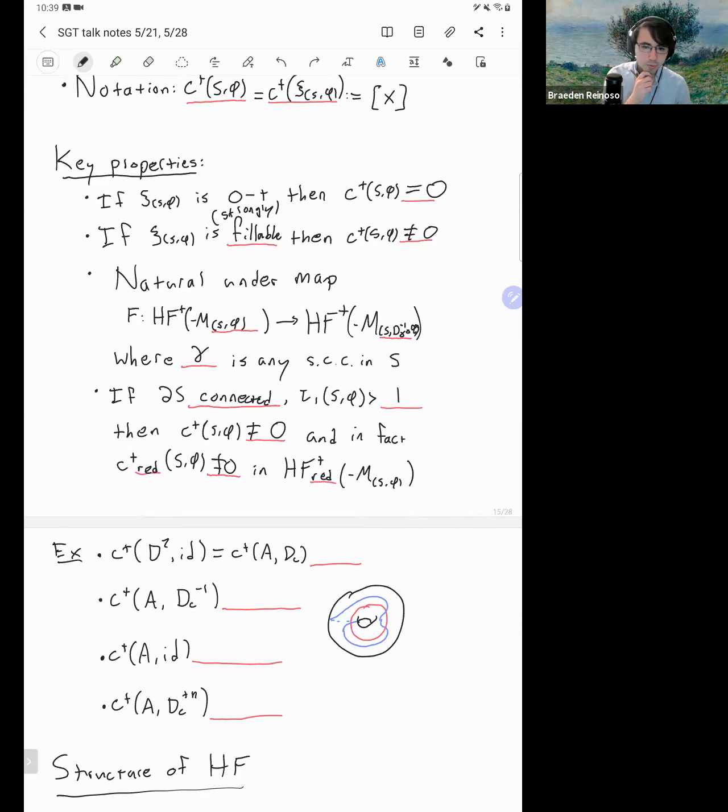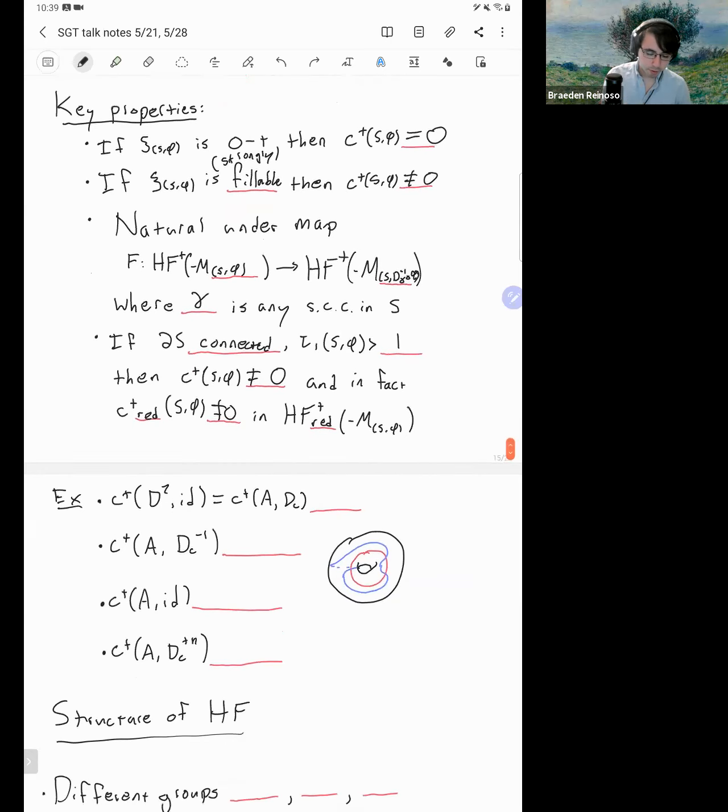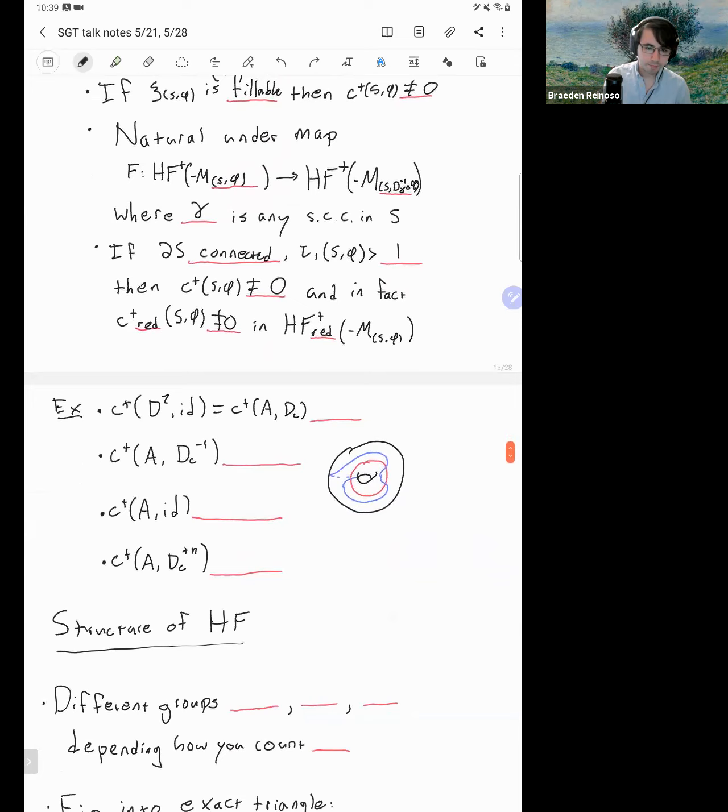And then finally, one more useful property is that if you have an open book with connected binding and your twist coefficient along that single binding component is big enough, then you not only get that the contact invariant is non-zero, but in fact some reduced version of the contact invariant, which I'll define in a second, is non-zero.